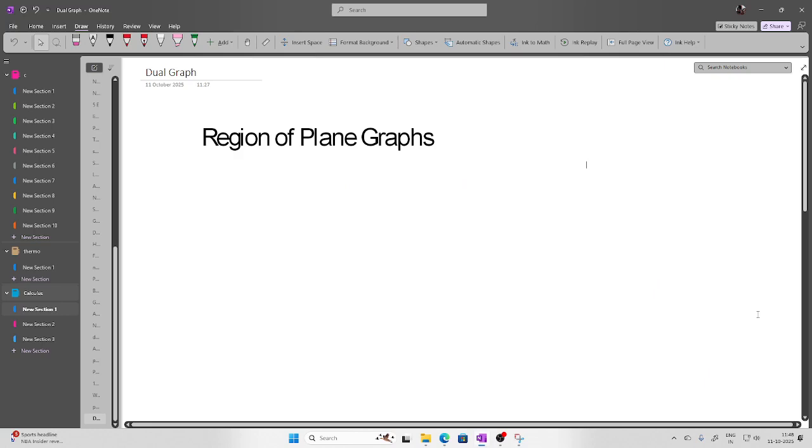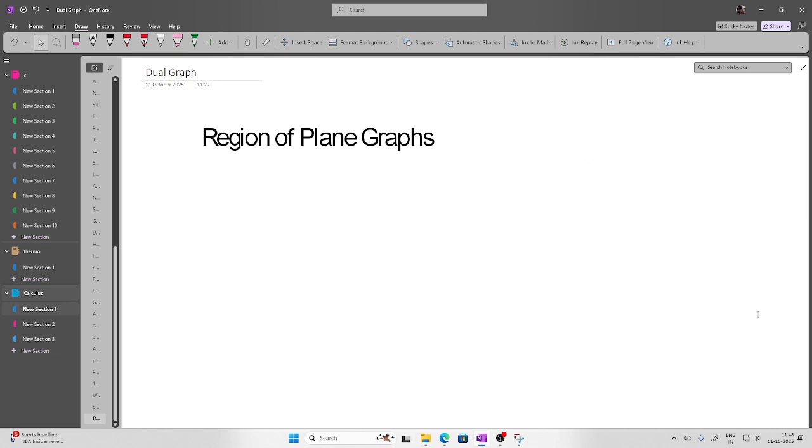Today I'll be telling you about dual graphs, that is, how to draw dual graphs. But before that, you should know what a region is in a graph, or what regions are in a plane graph. So if you look closely, consider a plane graph. This is the one, and let's say I'm interested in finding out the regions. So what is a region? A region is basically a section into which a plane graph is divided.